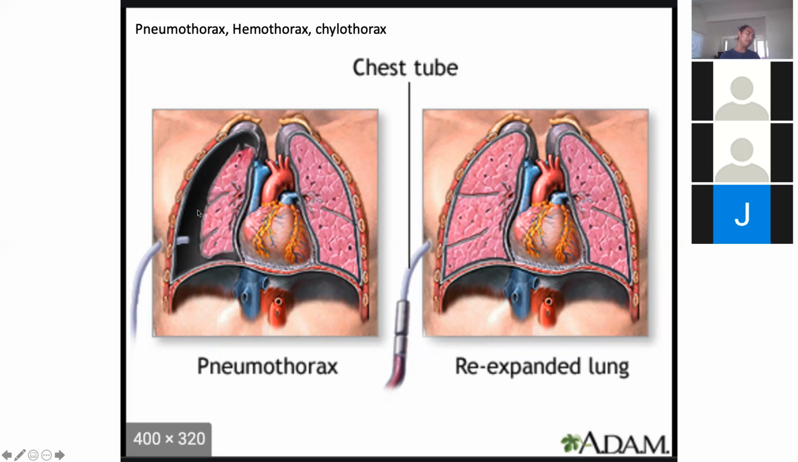So let's say the collection is not air. If the collection is blood, then we will say hemothorax. If the collection fluid is chyle, then we will say chylothorax. So the aim of our chest tube is to sit in the pleural cavity where the air or the blood or the chyle is. Once we drain the air out, the lungs, because of the air we breathe in, can gradually expand and push out the air, and the pleural cavity is filled with the lungs again. Now it is a fully re-expanded lung.